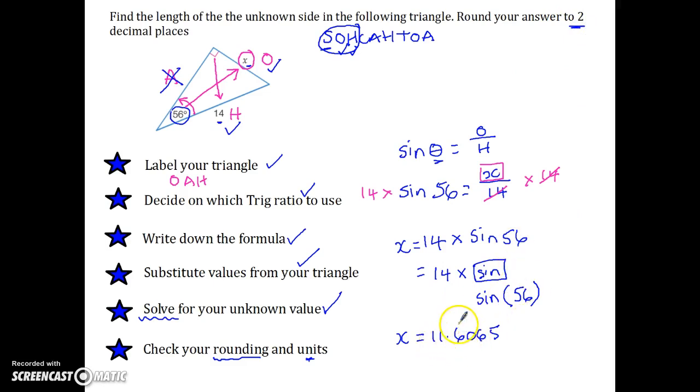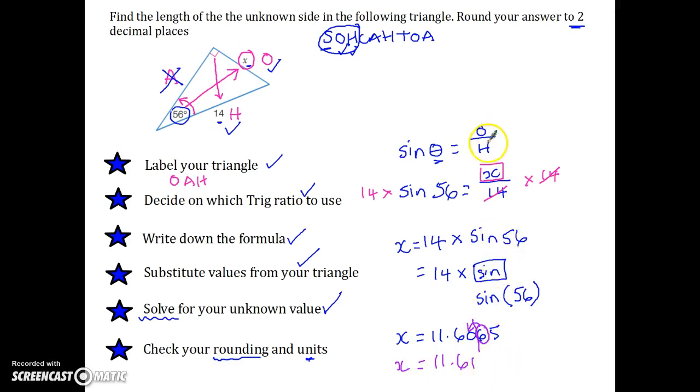11 point, there's my first decimal place, second decimal place. So I've got 11.60. My only thing I've got to check is if this number now is 5 or more, I'm going to round up, which it is, of course. So I'm going to go 11.61 is my answer rounded to 2 decimal places.